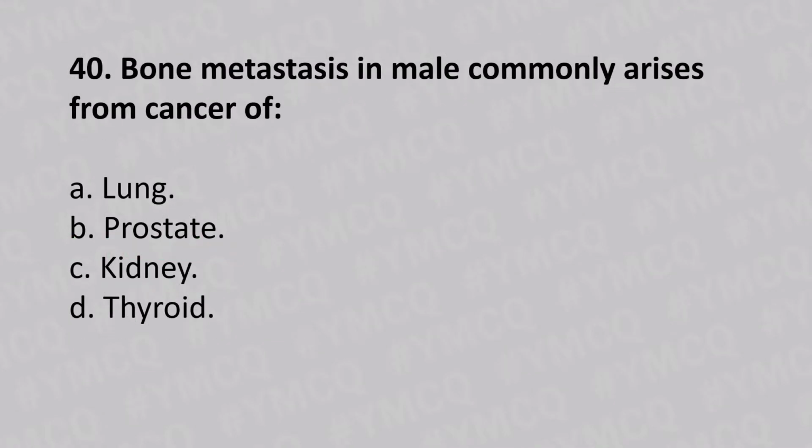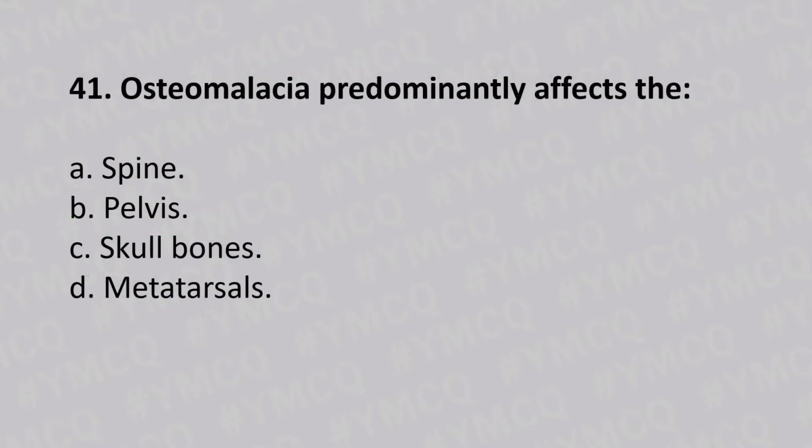Moving to our 40th question. Bone metastasis in male commonly arises from the cancer of option A, lungs. Option B, prostate. Option C, kidney. Option D, thyroid. And the answer is option B, prostate.